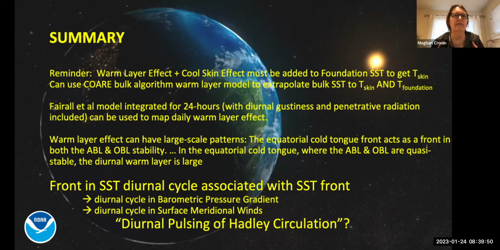So finally, we see that this front in the sea surface temperature diurnal cycle, associated with the sea surface temperature front, causes a diurnal cycle in the barometric pressure gradient, and that is more than enough to cause this diurnal cycle in the surface meridional winds, which perhaps might contribute to this diurnal pulsing of the Hadley cell. So that's it. I will look forward to hearing your comments and questions.